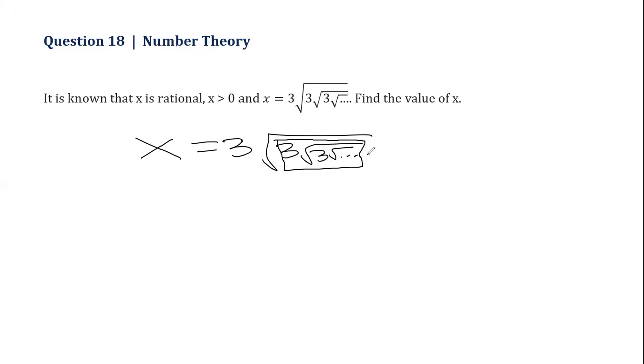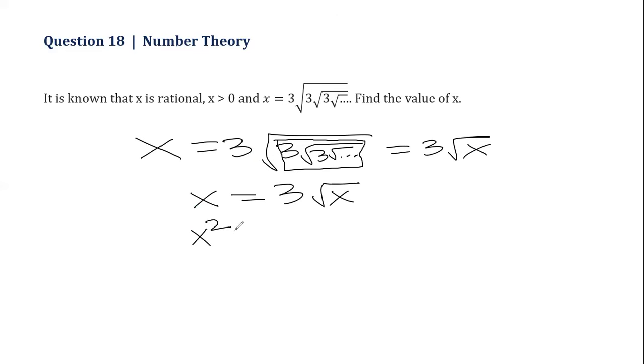We can still express this as x. So instead of writing this clunky expression, we can just write it like this. And to make this easier to solve, we're going to square the entire equation. So we get x squared equals 3x. I mean, I'm wrong. It's actually 9x.